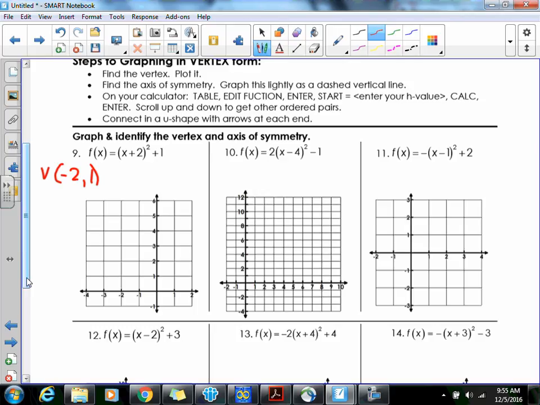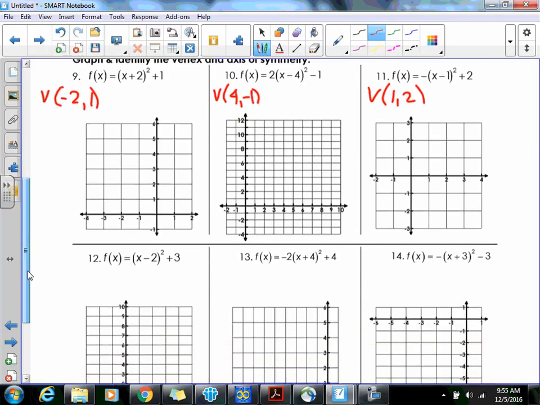So what's the vertex for number 10? -4, -1. Take the opposite: 4, -1. So if it's inside parentheses, take the opposite. If it's outside the parentheses, leave it the same in terms of the sign. What would be the vertex for this one? 1, 2. Okay, let's do number 12. What's the vertex? 2, 3.